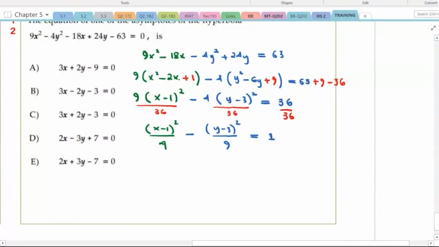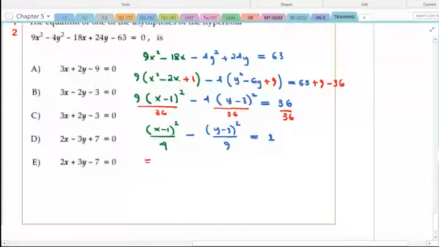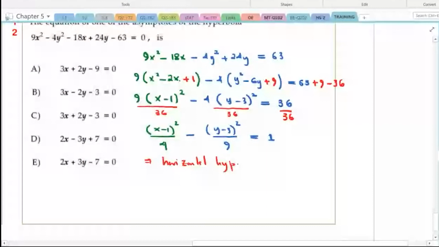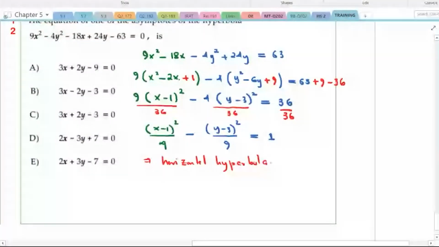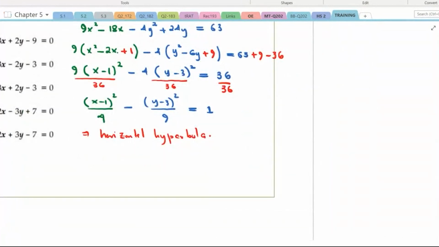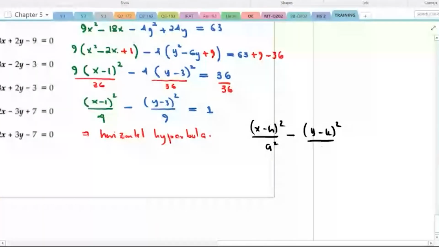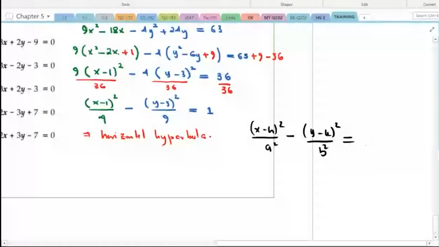Now, what type of hyperbola are we talking about? The positive part is x, so we say this is a horizontal hyperbola. Okay, now based on the standard equation of a horizontal hyperbola, which is what? Which is (x minus h) all squared divided by a squared, minus (y minus k) all squared divided by b squared, equal to 1.